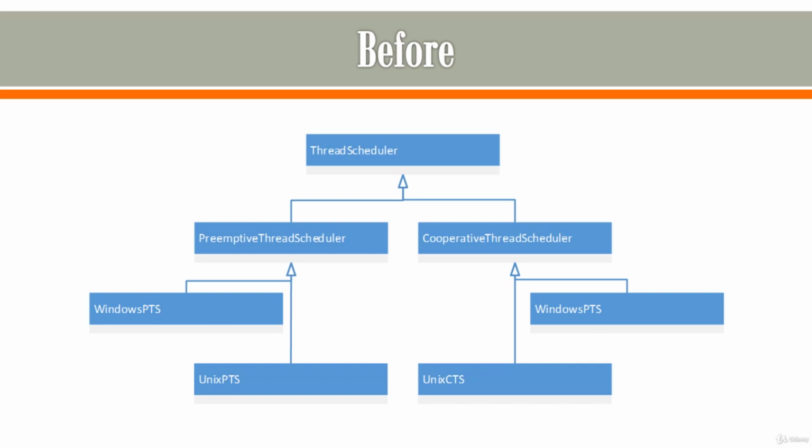Because eventually you end up also supporting, let's say, the Android operating system, and then you end up with 6 classes instead of 4, because you have to have one on the preemptive side and you have to have one on the cooperative side. So what you do instead is slightly different.